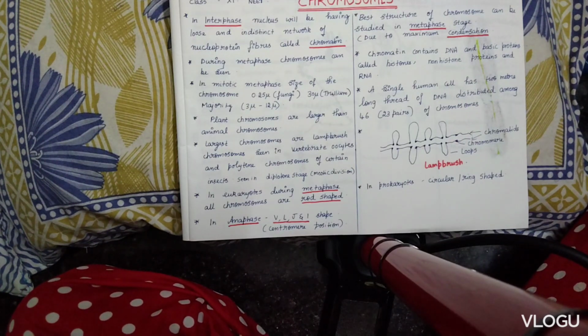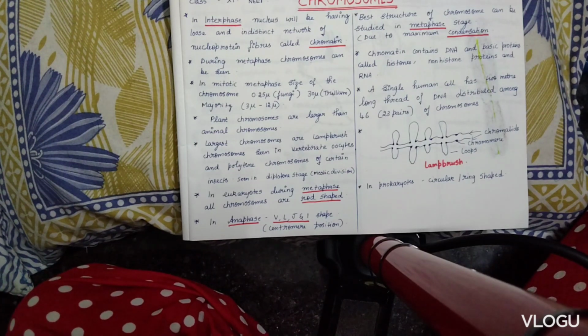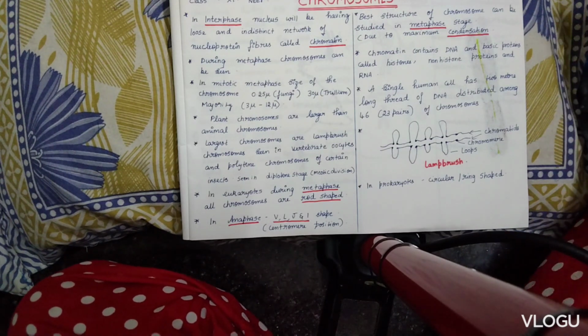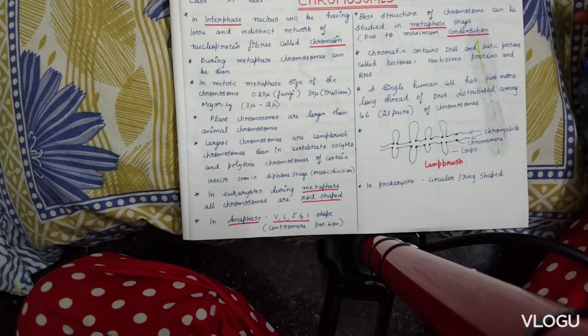The best structure of the chromosome is studied in the metaphase stage. As I said, in the metaphase stage itself, the chromosome structure is seen properly because there is proper condensation.